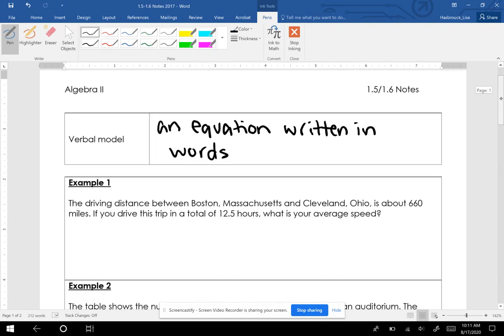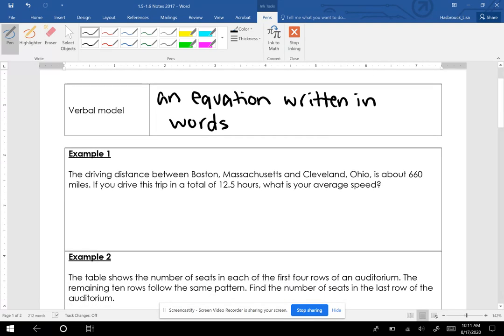The first example here says the driving distance between Boston, Massachusetts and Cleveland, Ohio is about 660 miles. If you drive this trip in a total of 12 and a half hours, what is your average speed? So the important information is the distance between the two places is 660 miles. It says you're driving a total of 12 and a half hours and it wants to know your speed. From this information, I gather that we're going to need to use the formula for distance. Okay, so distance equals rate times time.